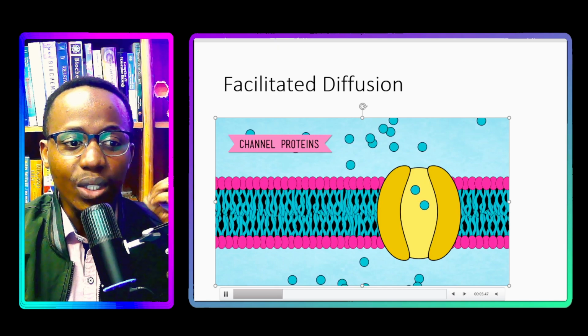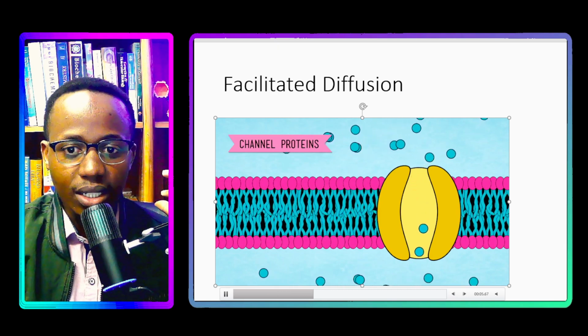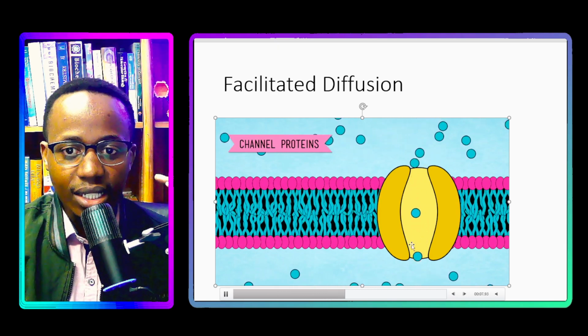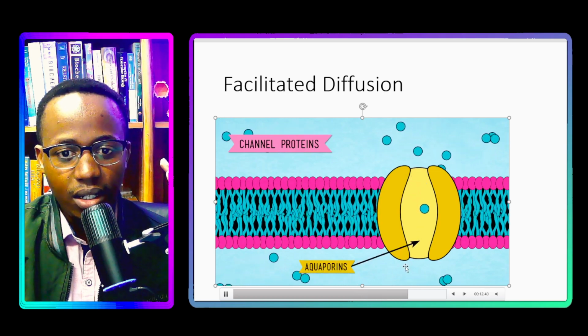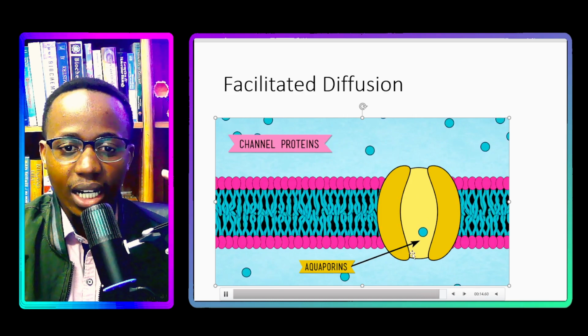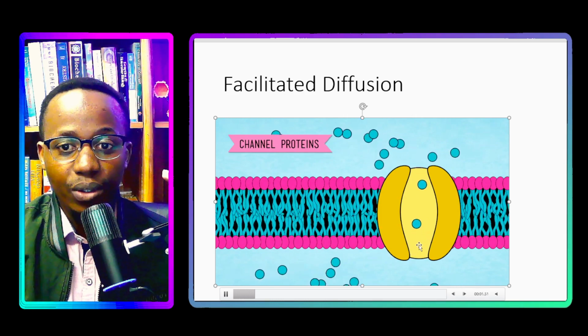It uses a channel, right? So this is just a channel. Notice that this channel is not moving at all. It's just there. And these are moving in and out. So aquaporin is an example, right?